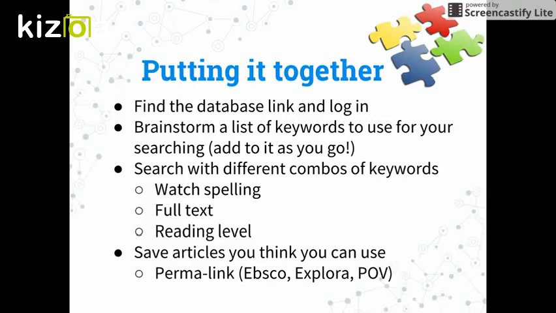Then as we read, we need to think about whether the article makes sense to us. That is our reading level. Once you've done that search, make sure you save articles you think you can use. Even if you end up not using it, it's better to save it than to have to go back and try to find it again. You may need that thing called the permalink. EBSCO, Explora, and Gale all use it. The other database, SIRS, does not.